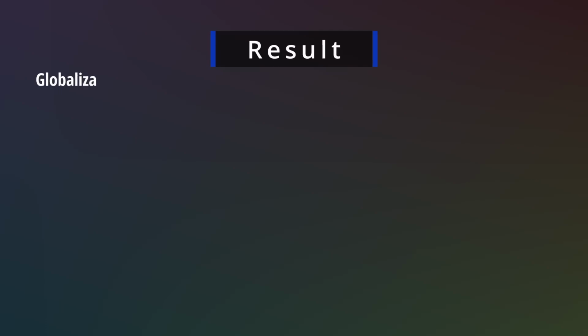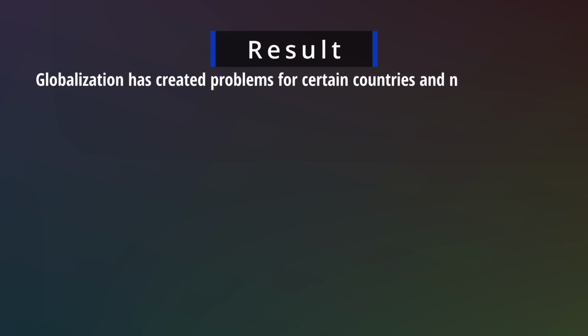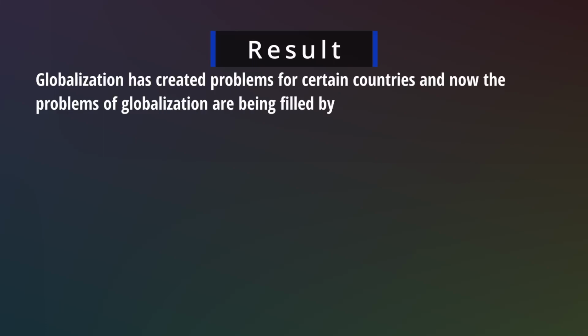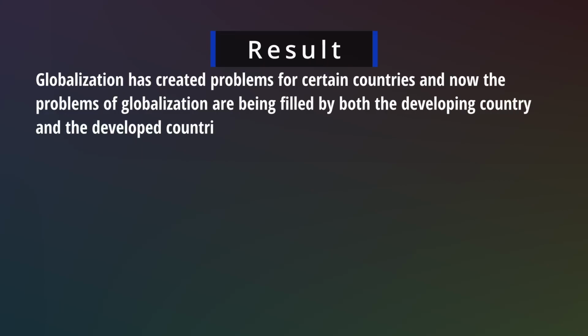So in the issues of globalization and climate change, there has to be some balancing, some compensation by the developed countries for the damages which they have caused in the environment and for the sufferings of the people in the African countries or in the Asian countries. So thus we have seen that globalization has created a lot of problems for certain countries, and now the pinch of some problems of globalization is being felt not only in the developing countries, but also in the developed countries. So therefore, now they want to go for more protectionism and more towards nationalist policy.